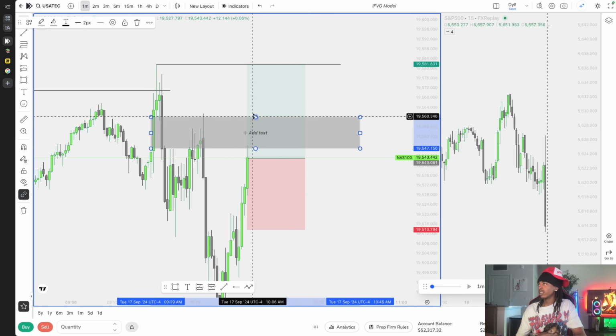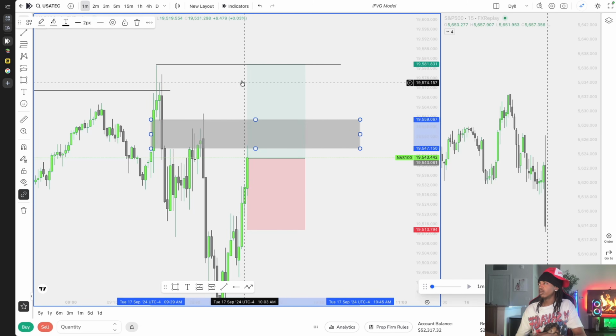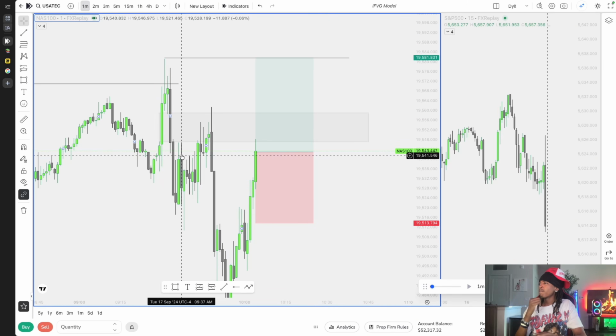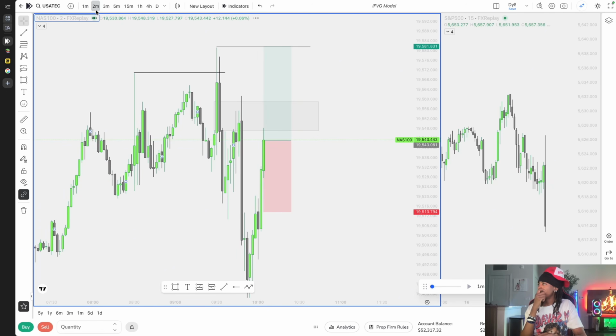I want to see how we react in this other 1 minute that brought us down as well. Let me turn the shading down a little bit. This is kind of a little bit dark, something like that. And then we got the 1 minute inversion right here. It might be a 2 minute as well. Yeah, it is. So we got that 2 minute inversion, which is a lot better rather than the 1 minute.